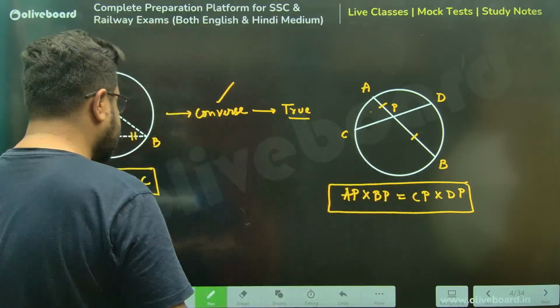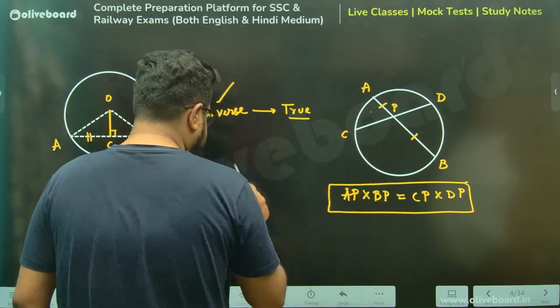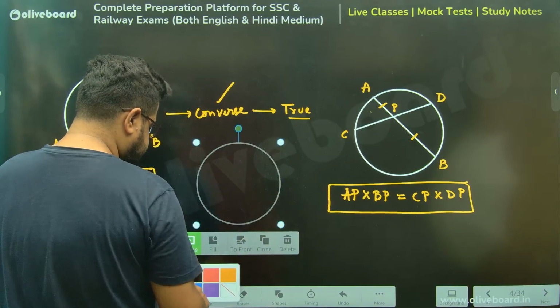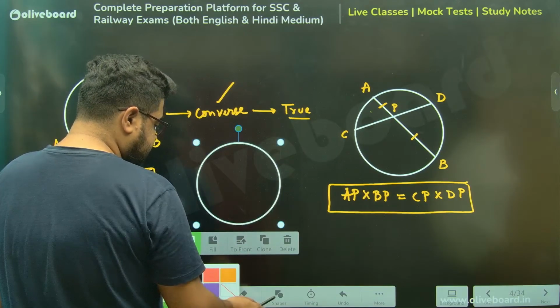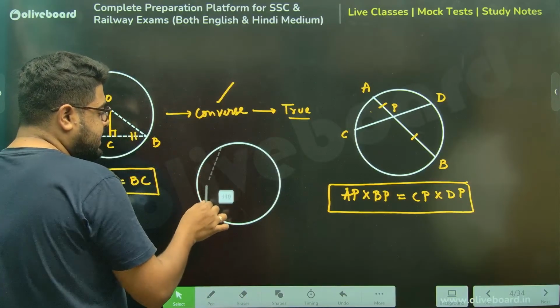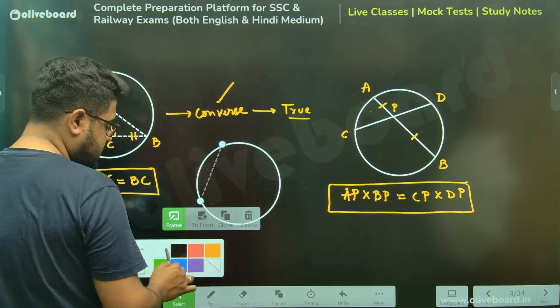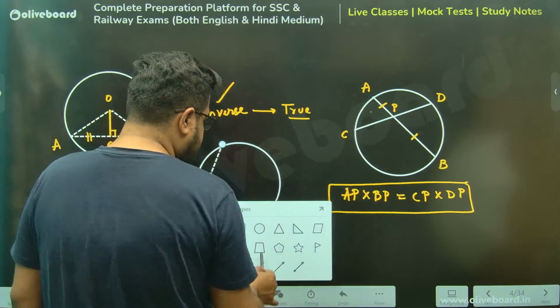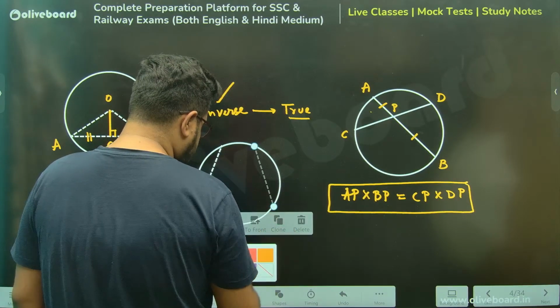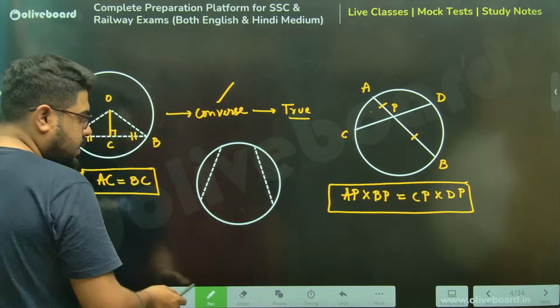Another point that I want to make. Let's say there is another circle like this. If this is one chord and this is another chord, they might not be equal.